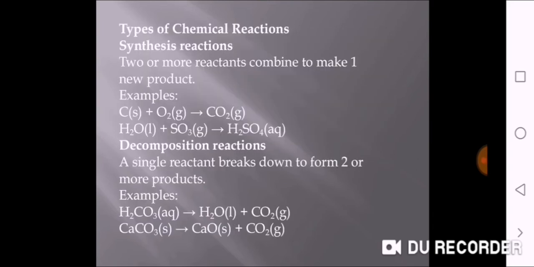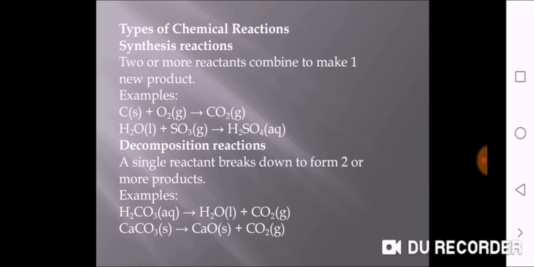Then types of some chemical reactions. Some chemical reactions are discussed in this slide. One is synthesis reaction, where two or more reactants combine to make one product, like carbon plus oxygen equals carbon dioxide, and sulfur trioxide plus water produces sulfuric acid.